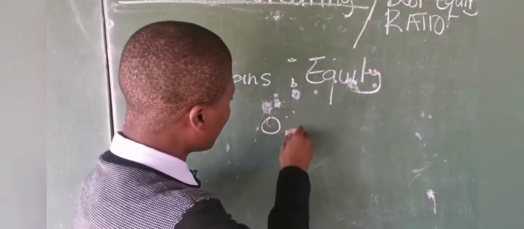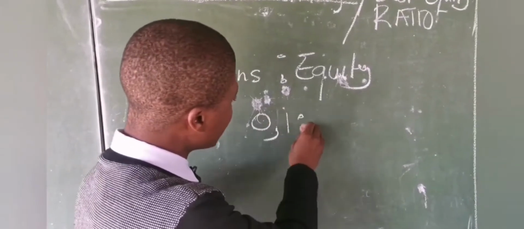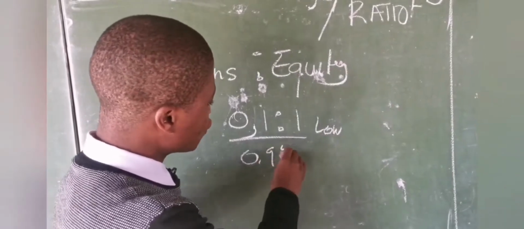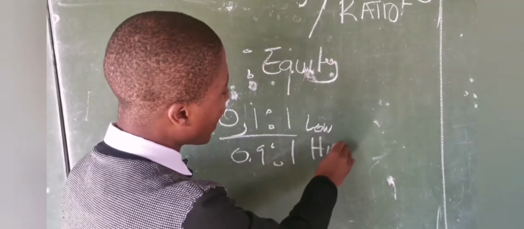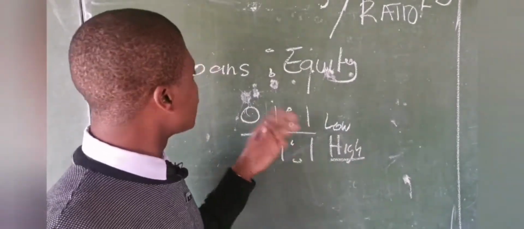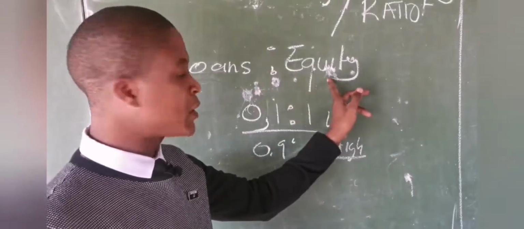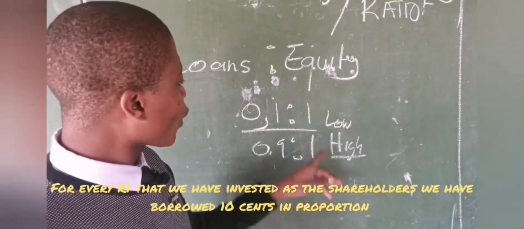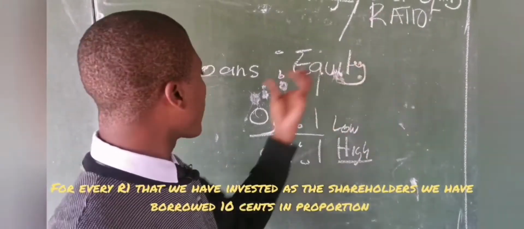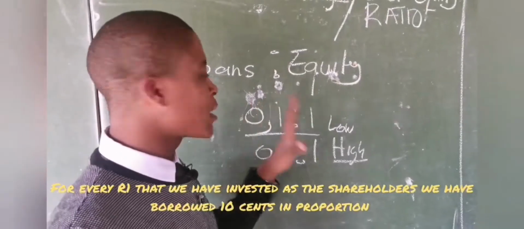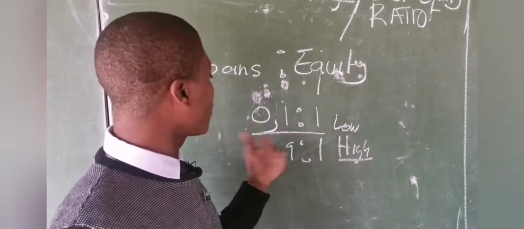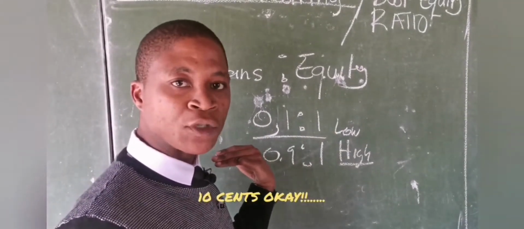0.1 to 1, that is low, obviously. 0.9 to 1, that is high, as you can see. So how can you interpret this ratio if you look at this? We said these are loans. This is equity. So for every R1 that we have invested as the shareholders, we owe in loans 1 cent. Low risk, you don't have a problem. If you have R1 and you only owe one person 1 cent, that is not a risk for you. It's not a problem.